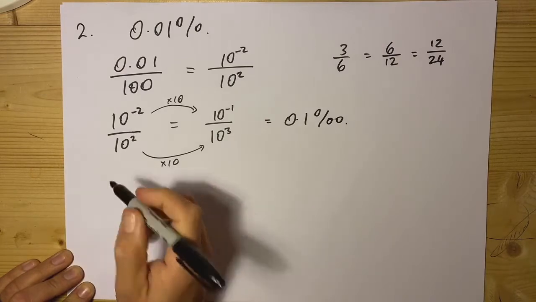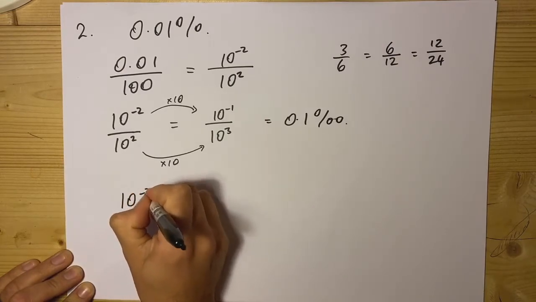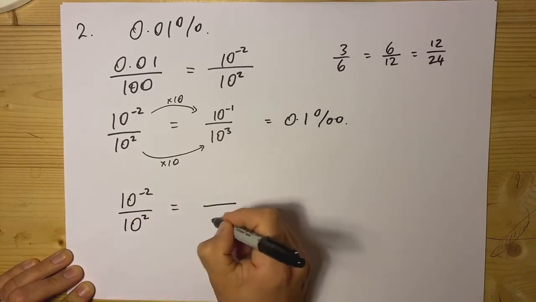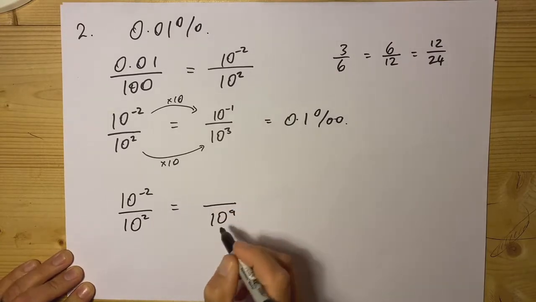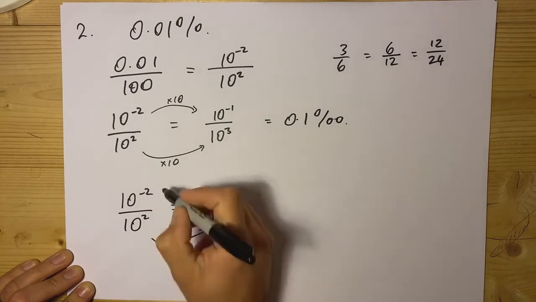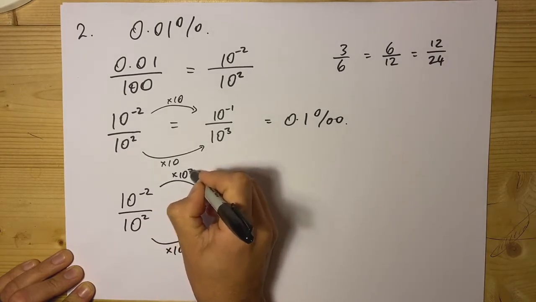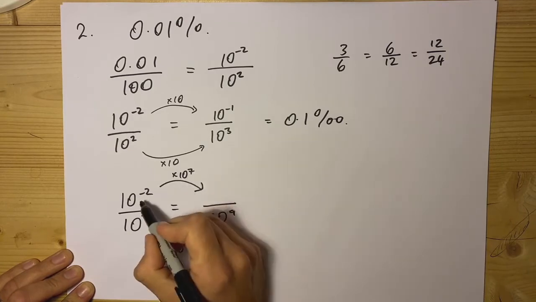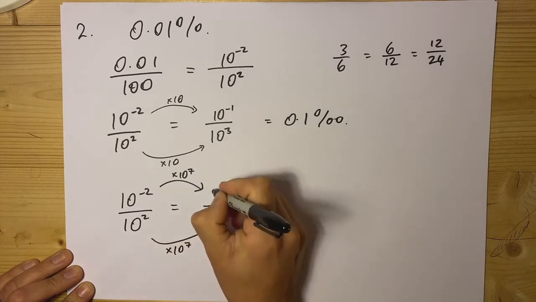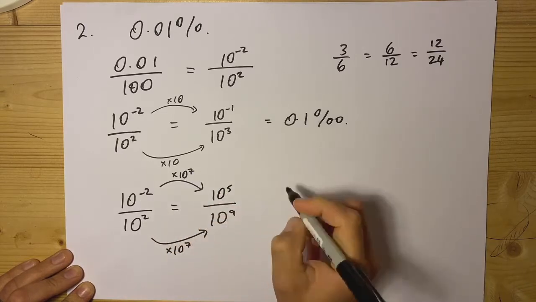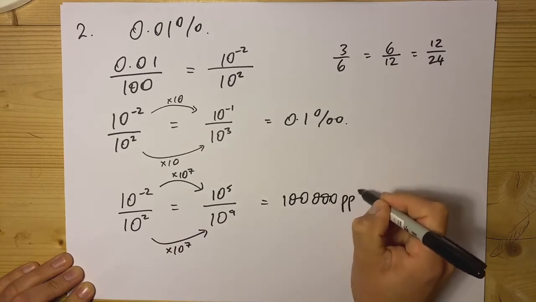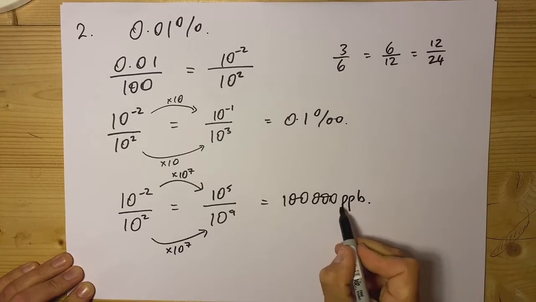We're going to parts per billion. So 10 to the minus 2 over 10 squared, 0.01%. How are we going to convert that to parts per billion? 10 to the 9 is billion. So going from here to here, we've multiplied by 10 to the 7. Therefore, we have to multiply the top by 10 to the 7. 10 to the minus 2 times 10 to the 7 will be minus 2 plus 7, which gives us 10 to the 5. 10 to the 5 is the same as 100,000. So that's 100,000 parts per billion, and that's how we write parts per billion.